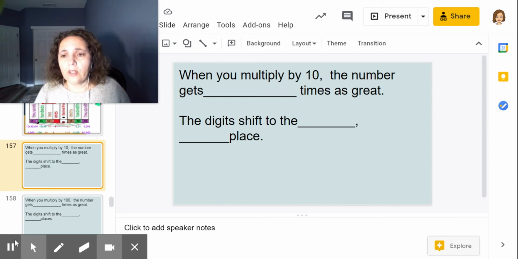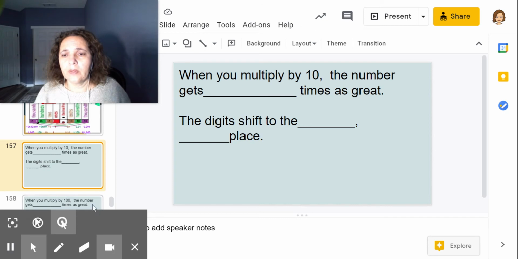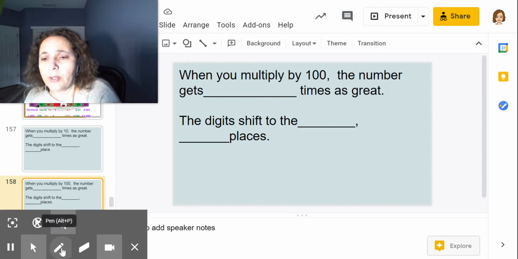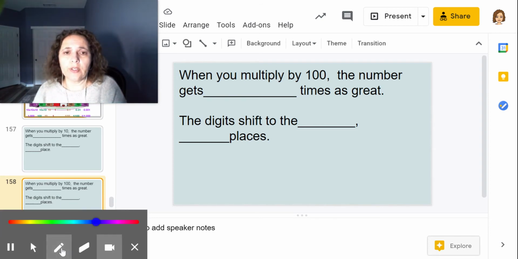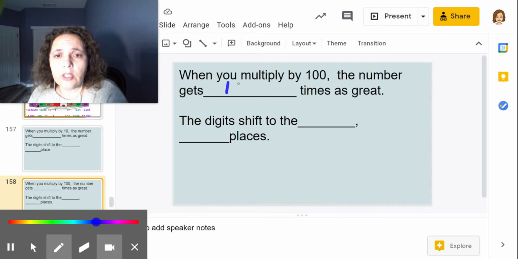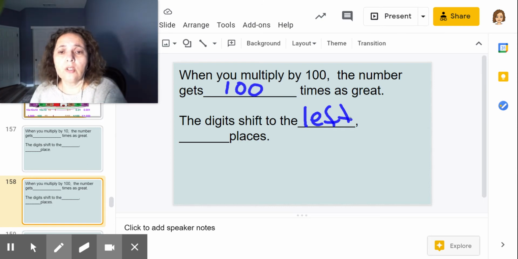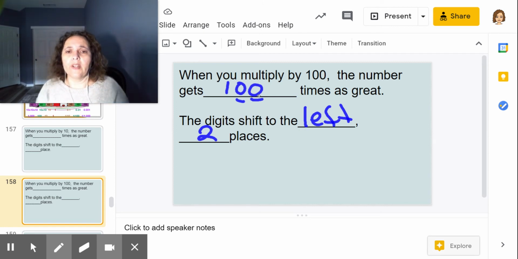Okay, so let's look at our next one. When I multiply by 100, the number gets what? How many times bigger is it getting when you multiply by 100? Good. If you said 100 times bigger, you are right. And the digits are shifting to the left. Good. And how many places are they shifting when I multiply by 100? 2. Yes, 2, because there's 2 place values in 100, right?